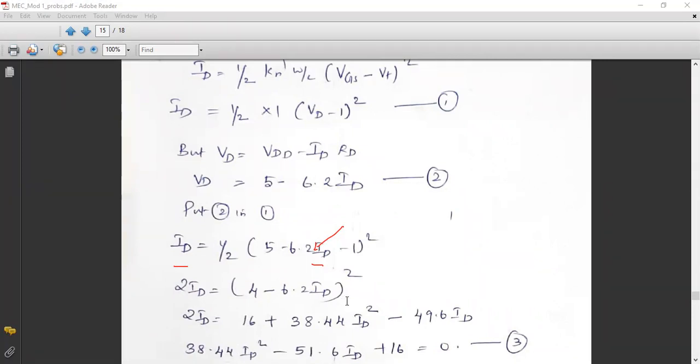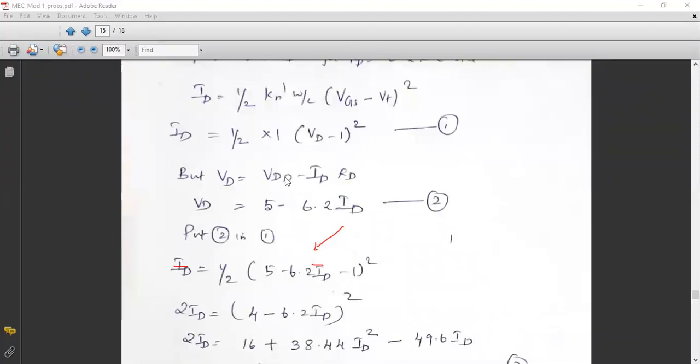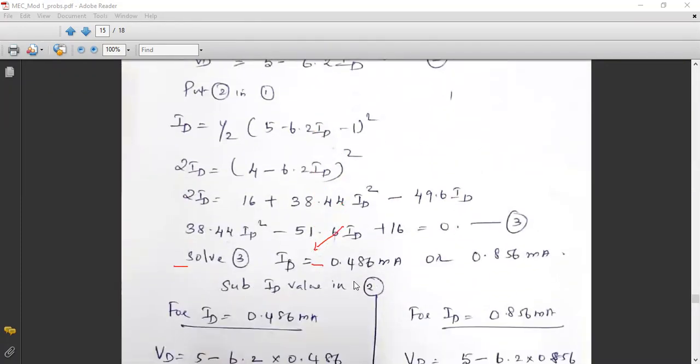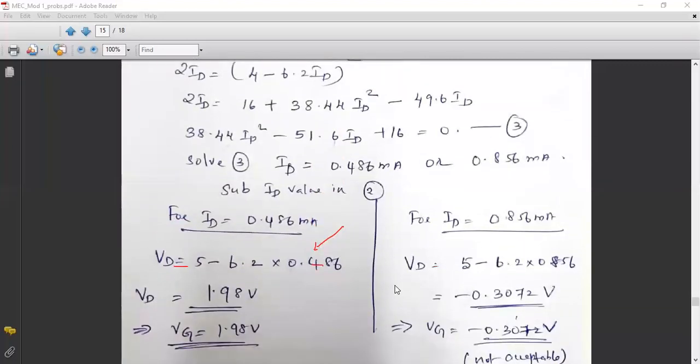Since it is a quadratic equation of degree 2, you will get two answers for ID. Corresponding to these two ID values, you have to solve for VGS or VD. Substitute in 2 and get me the value of VD. Yes, very good, all of you. The answers are 0.486 milliampere and 0.856 milliampere. Corresponding to these two values, all of you calculate VD. That VD will be same as that of VG.